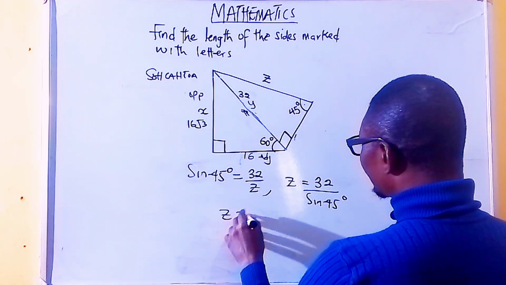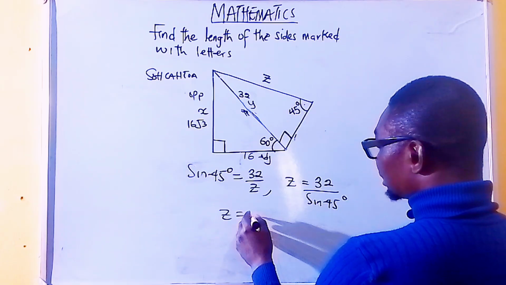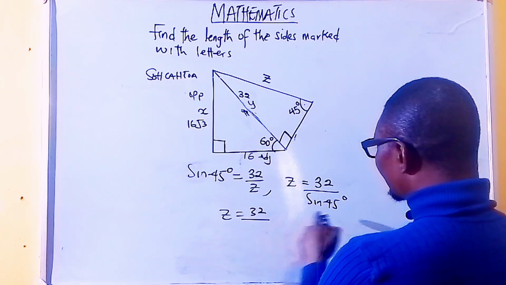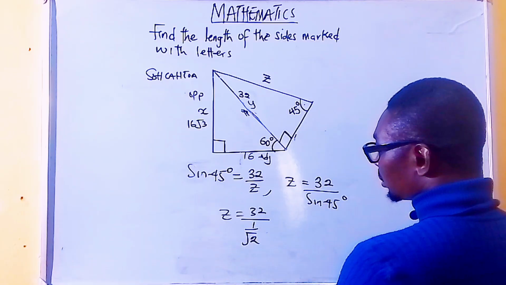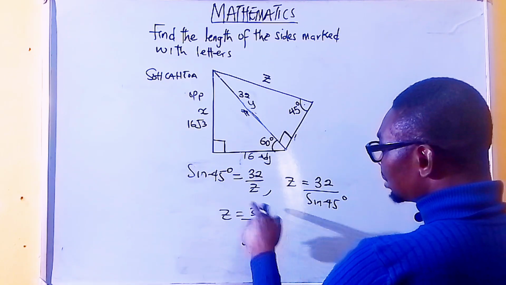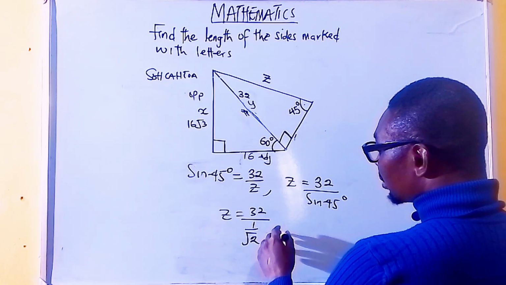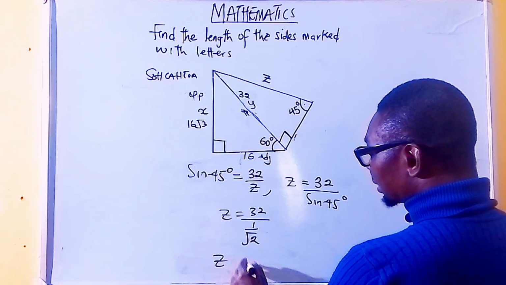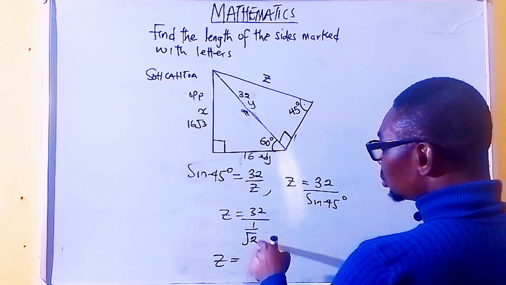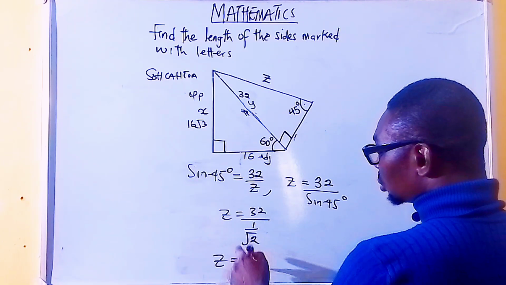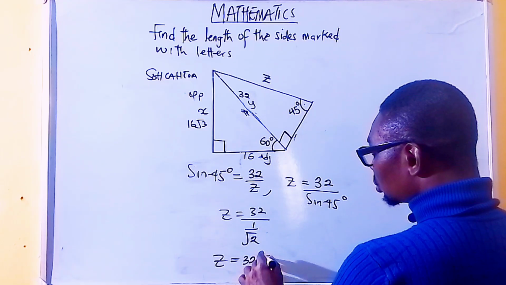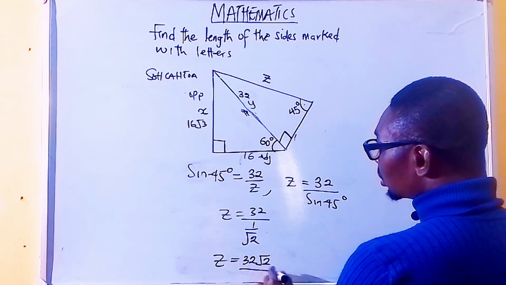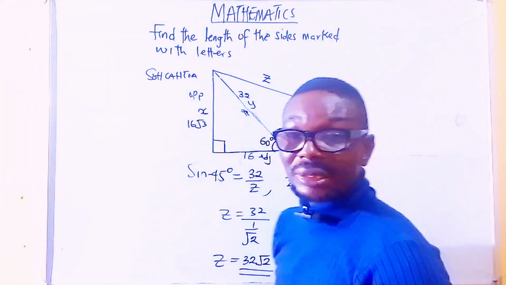So simplifying z, we have 32 over sine 45, which is 1 over root 2. Therefore, if you simplify this further, we now have our z to be 32 times root 2, which is 32 root 2. That's our final answer.